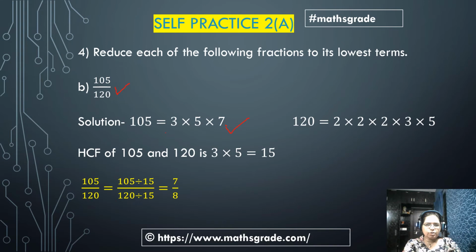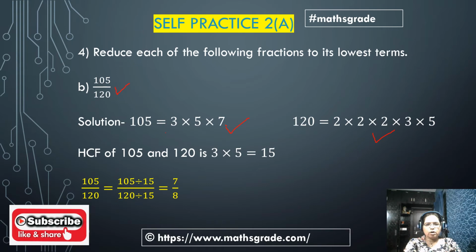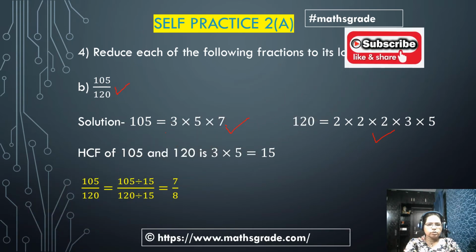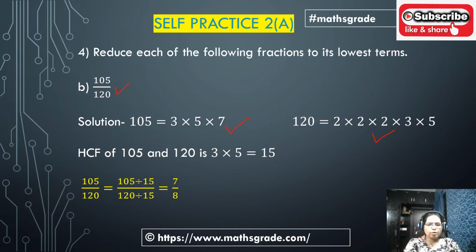And for 120, we know 15 multiplied by 8 is 120. So 3 multiplied by 5 is 15, and 8 is 2 multiplied by 2 multiplied by 2. So 120 equals 2 multiplied by 2 multiplied by 2 multiplied by 3 multiplied by 5, which is the prime factorization of 120. Now we have to find the common factors between 105 and 120.